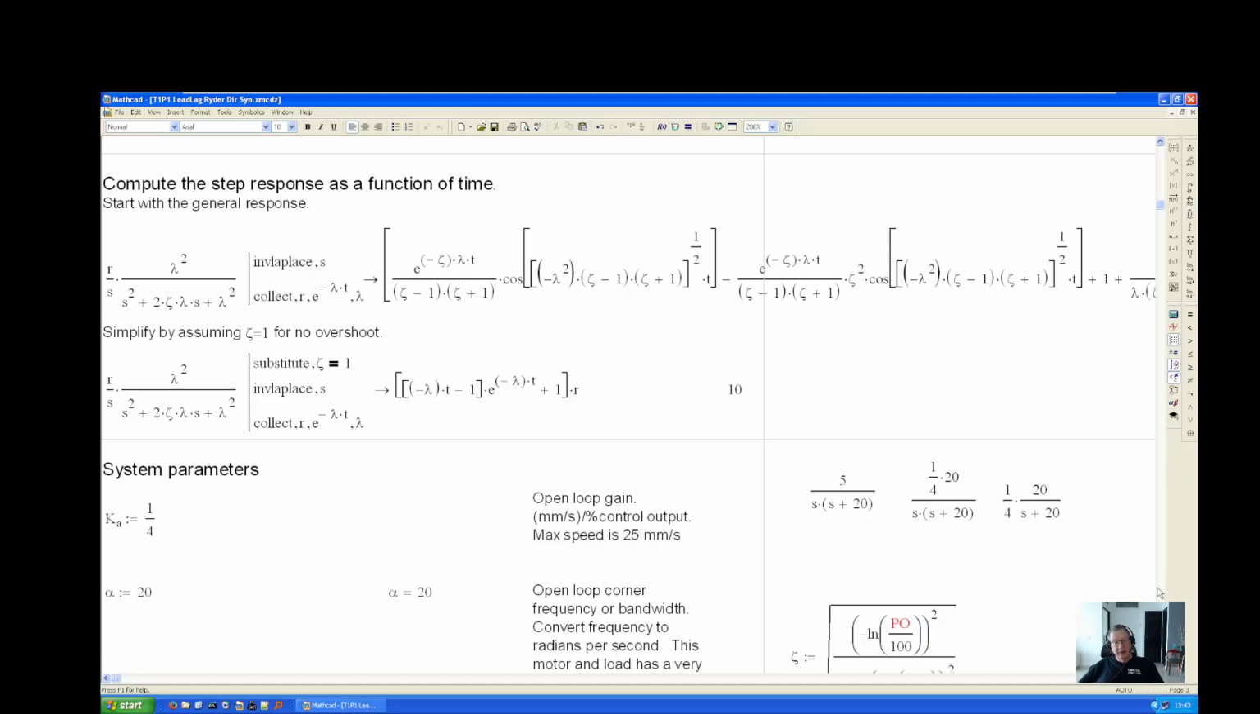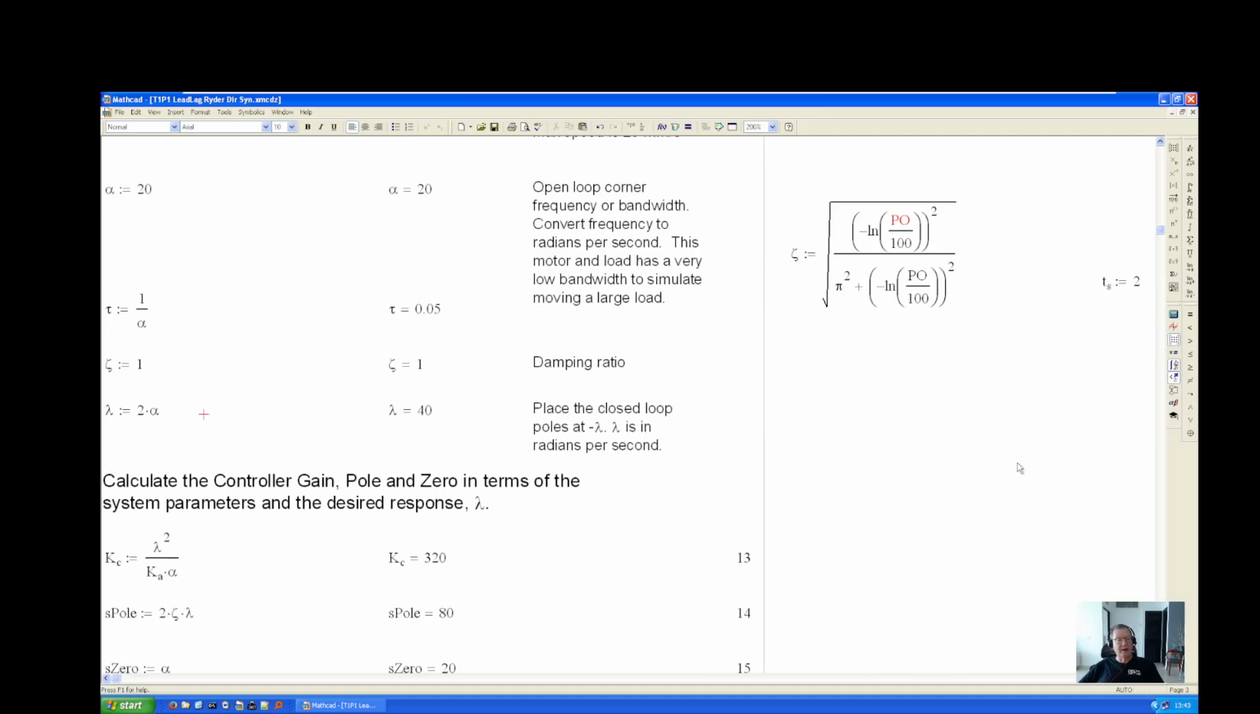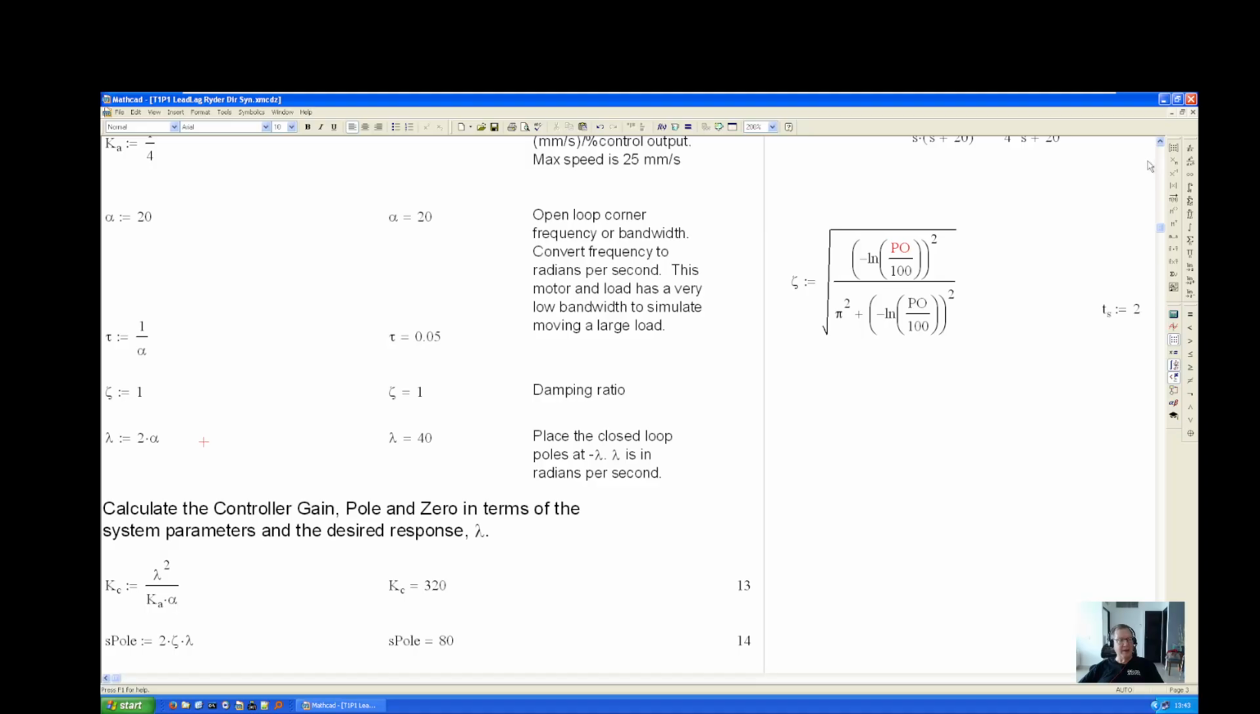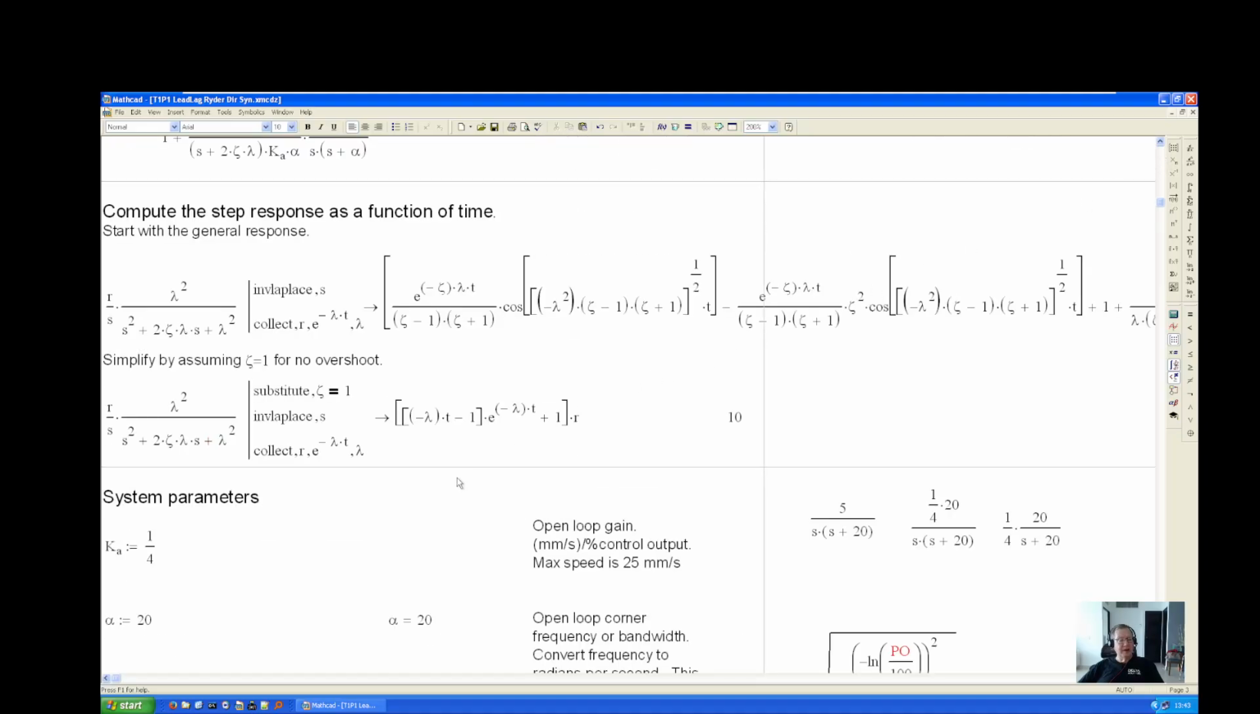So now the rest of this becomes pretty much the same between the two worksheets that I've made. I've set the gain. Remember, the gain is 1/4. This is the open loop gain. It's in millimeters per second per percent. So again, the max speed is 25 millimeters per second.